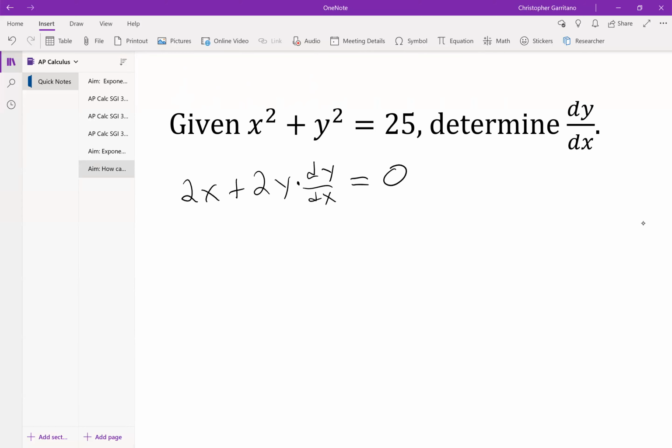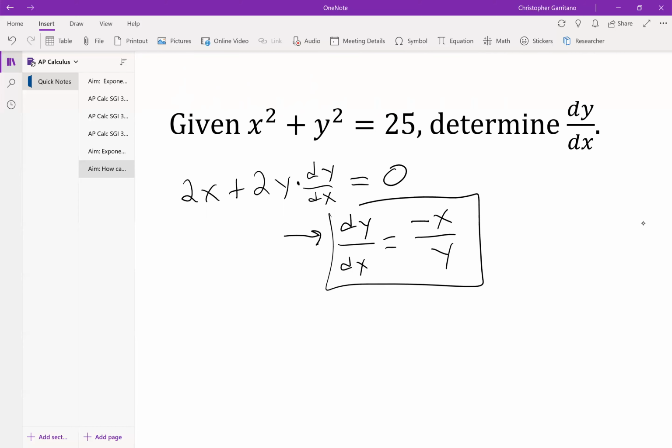So what we're going to end up getting when we solve for dy/dx is something that looks like dy over dx equals negative x over y. And so notice this is a differential equation. It is a separable differential equation, so we could sort of go backwards and solve to get the equation of the circle.